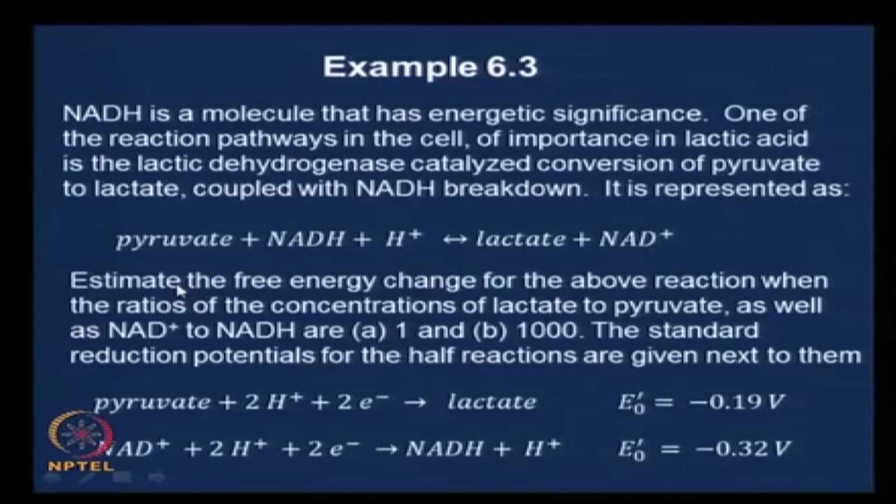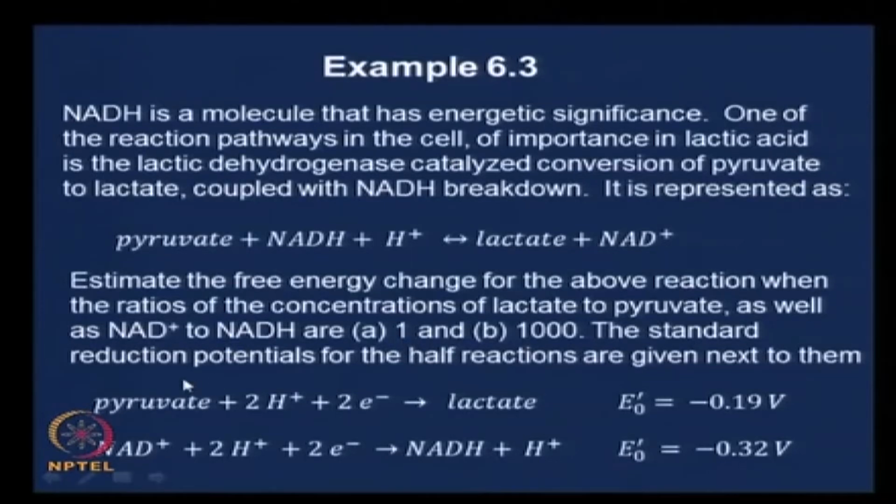What is needed is to estimate the free energy change for the above reaction when the ratios of concentrations of lactate to pyruvate as well as NAD plus to NADH, NADH when it gives out a hydrogen ion becomes NAD plus, are in the first instance 1 and in the second instance 1000.